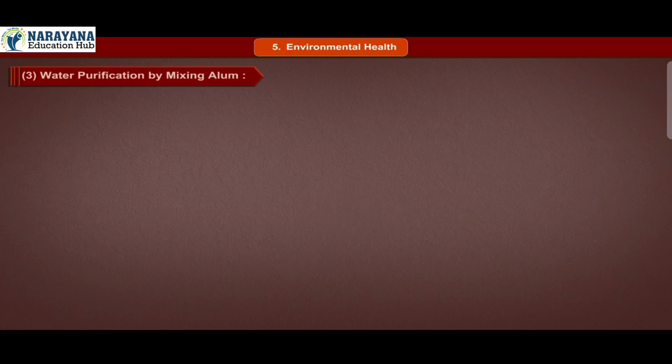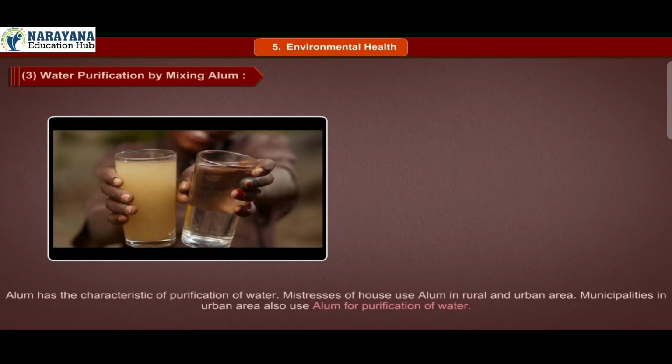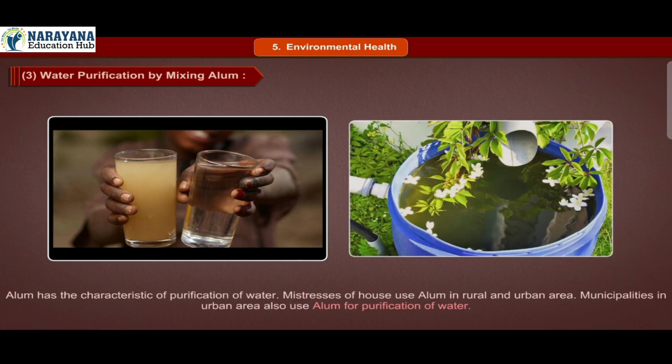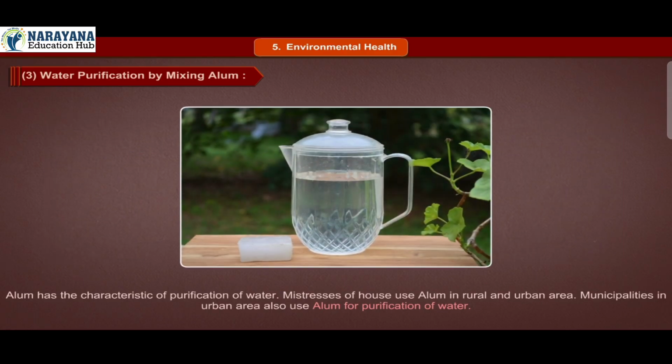3. Water purification by mixing alum. Alum has the characteristics of purification of water. Mistresses of the house use alum in rural and urban areas. Municipalities in urban areas also use alum for purification of water.